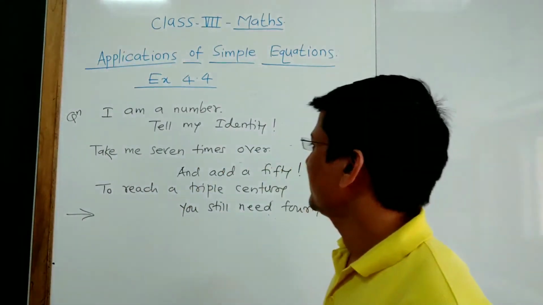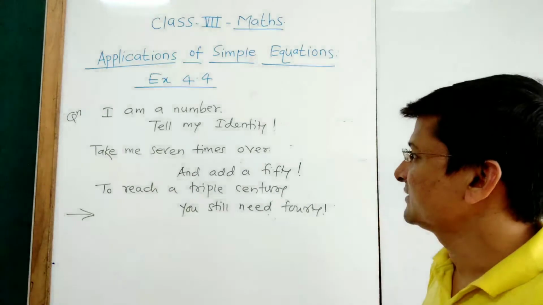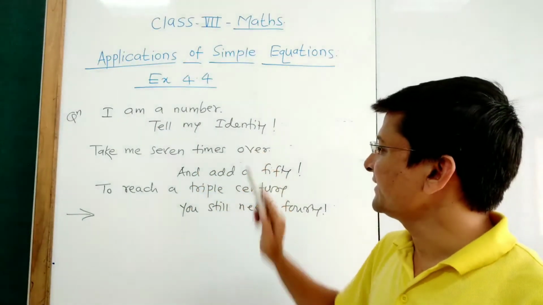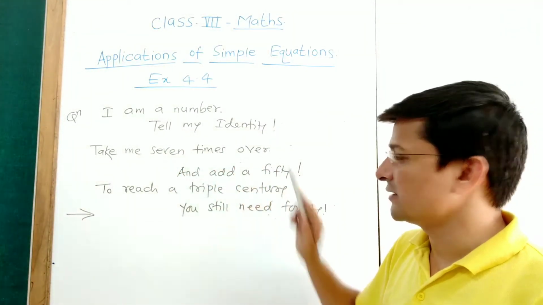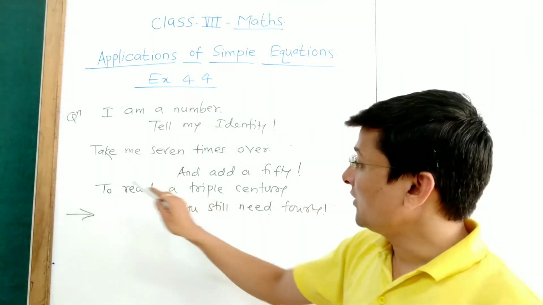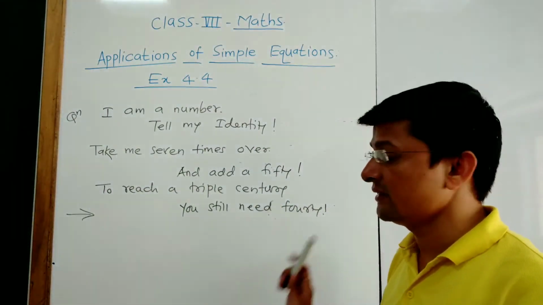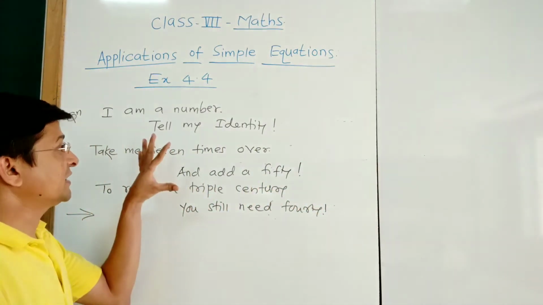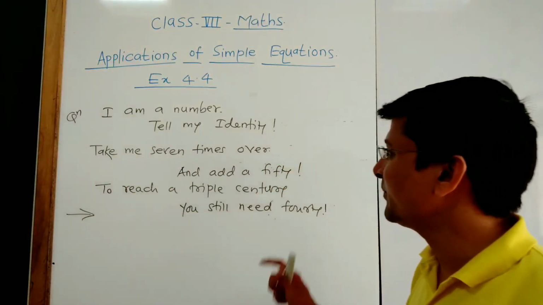Okay students, now here the next problem is in front of you. This is like a puzzle. See here, I am a number. Tell my identity. Take me 7 times over and add a 50. Now to reach a triple century, you still need 40. And now we have to find the number according to the given statements, according to the given word problem. This is like a puzzle.